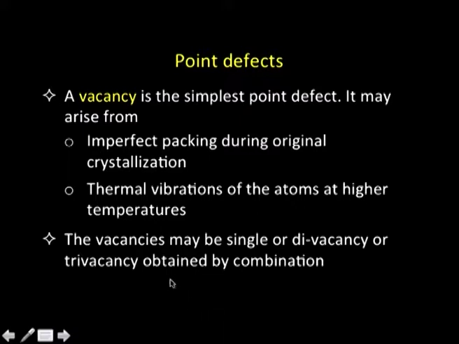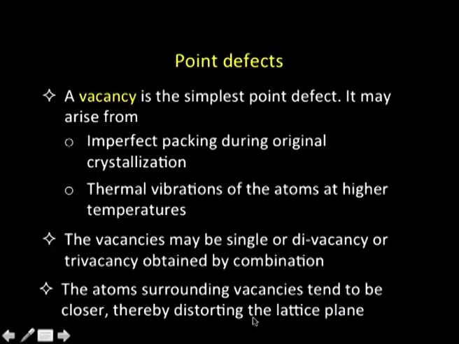Further, vacancies may be single, or a divacancy or a trivacancy obtained by combination. What it means is the following. We have a crystal lattice, there is one vacancy there. There may be another vacancy there, and it may so happen that two vacancies come too close, and that is called a divacancy. That means, this vacancy is there, some atom moves from here, the vacancy comes here, then something comes from here. We will talk about it as we move further. When two vacancies come in close vicinity of each other, that is called a divacancy, and so on and so forth.